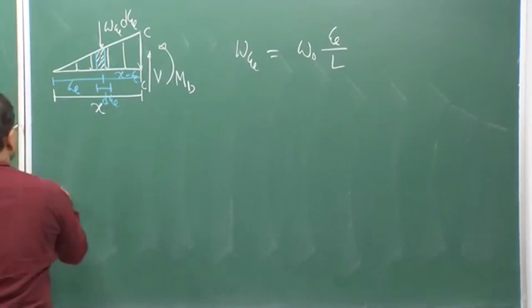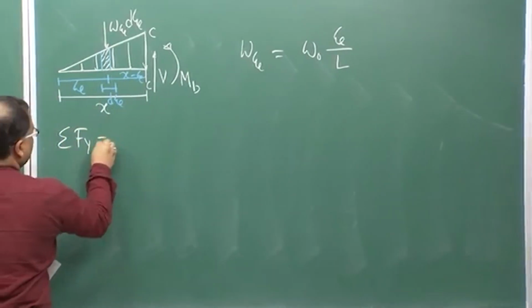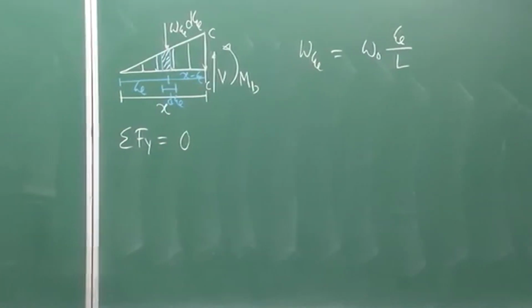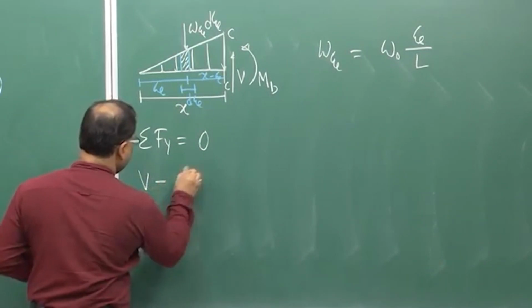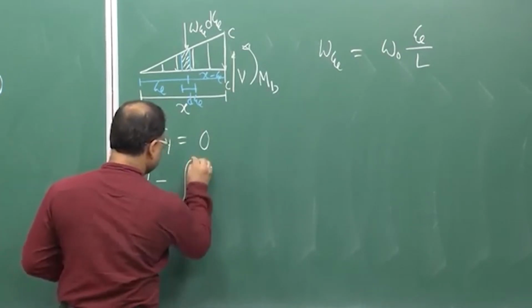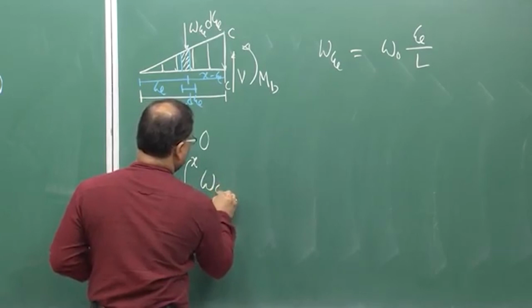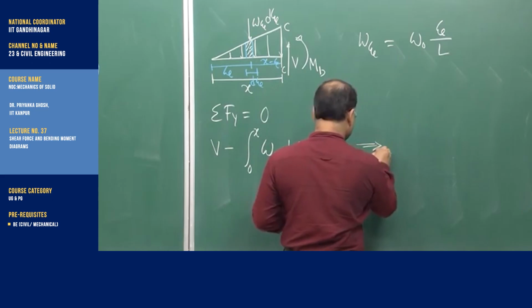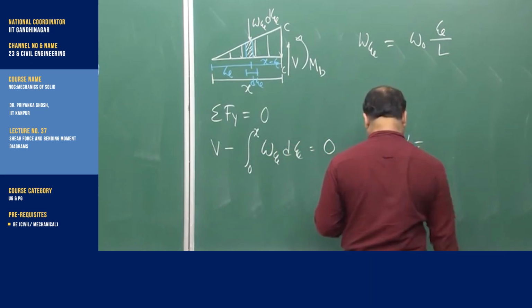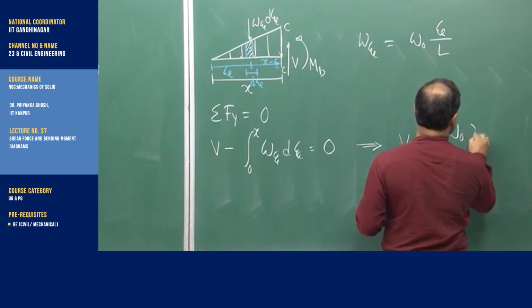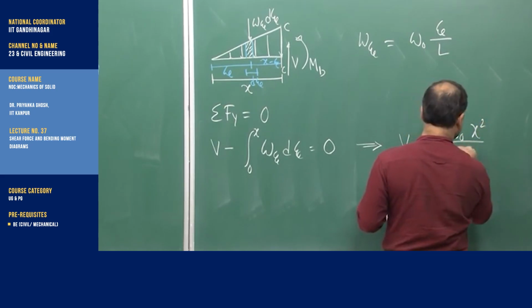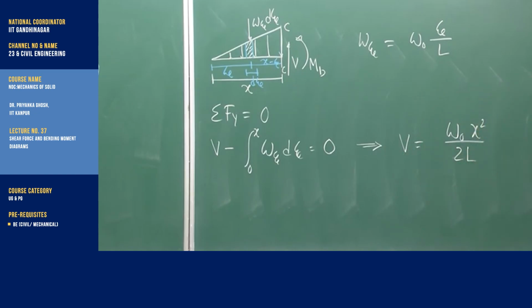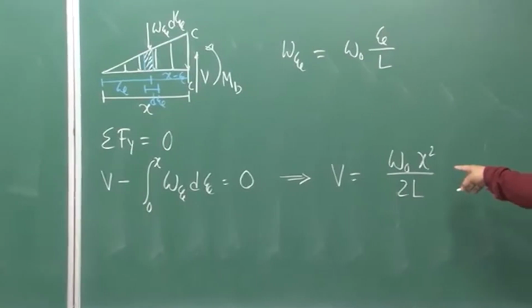Now, from there, if we satisfy summation of Fy equal to 0, we will get V minus the integral from 0 to x of W xi d xi equal to 0. From there I will get V equal to W naught x square by twice L. That is the expression for the shear force in terms of x.